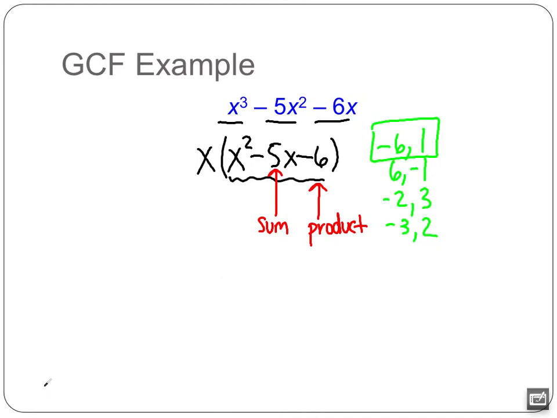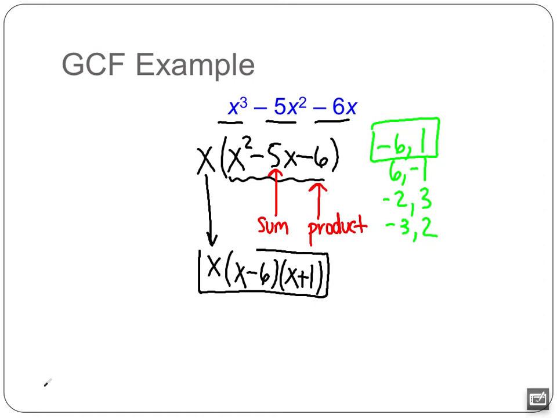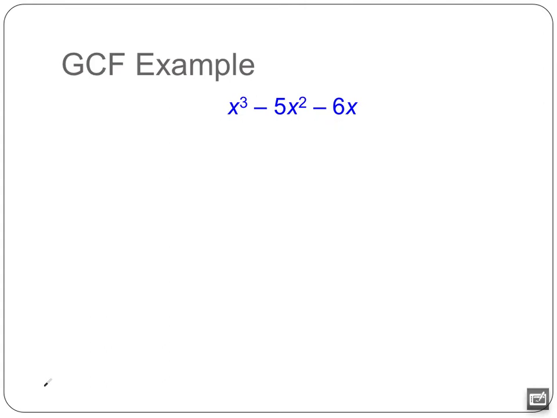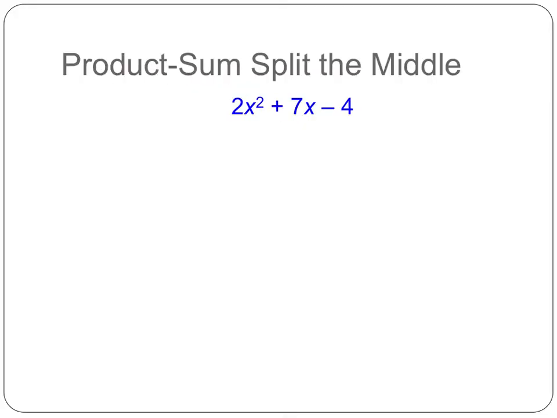When we factor then, we have x subtract 6, x add 1, and we need to remember to bring down this x that we factored out before. So this is our final answer of the factored form. So on your homework tonight, make sure anytime you go to factor, you first factor out the greatest common factor. Okay, here's our product sum, split the middle example.